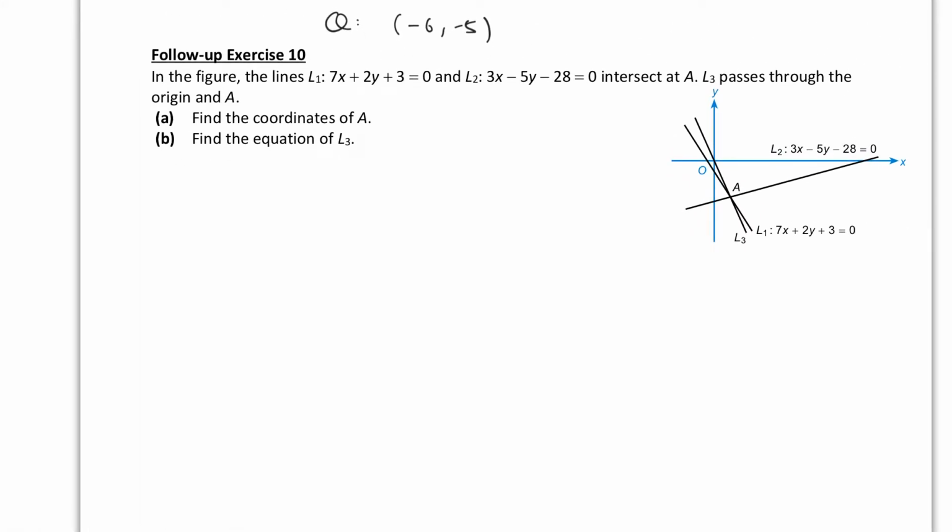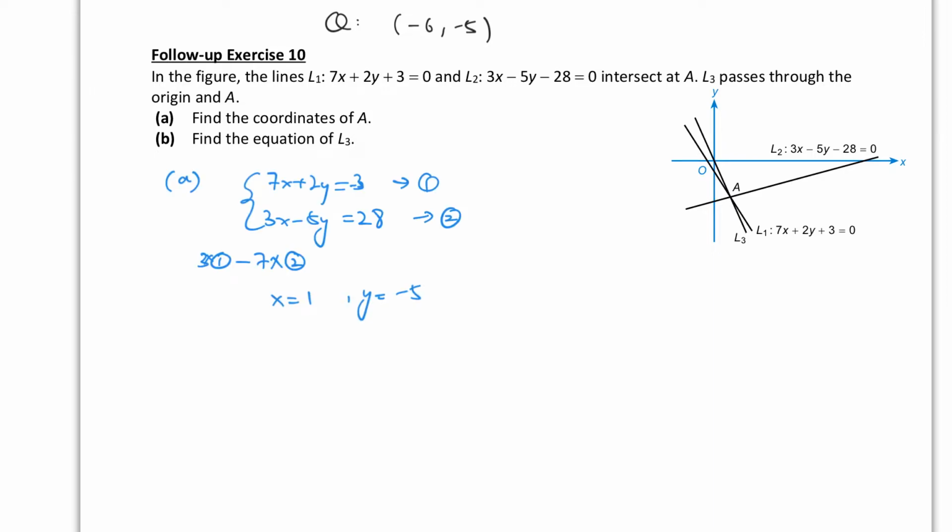For exercise 10, you may pause the video and do it by yourself and check your answer later. Maybe you can make good use of your calculator to find the answer. This is the answer of part A. Write down the two equations by using your calculator. x is equal to 1 and y is equal to negative 5. But remember, you also need to write down the steps.